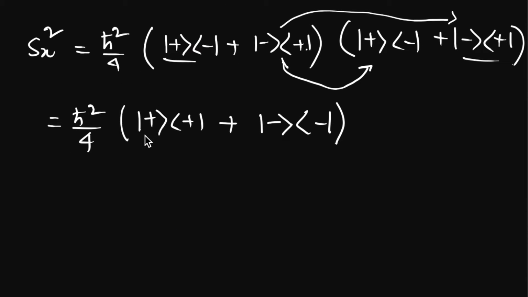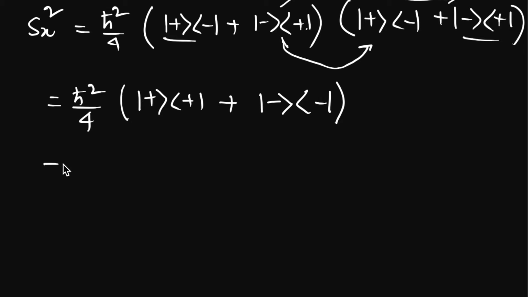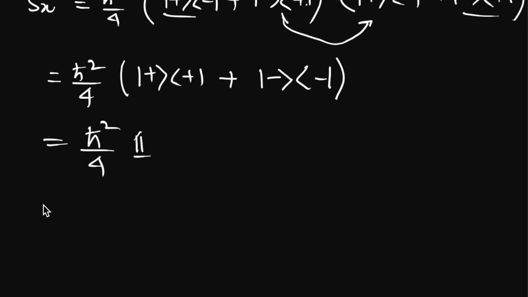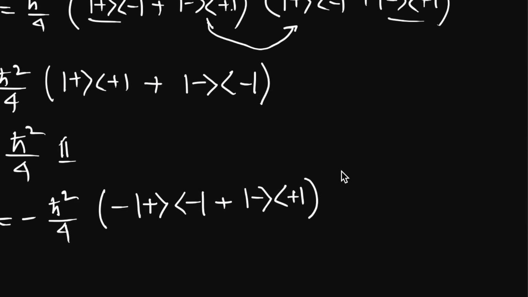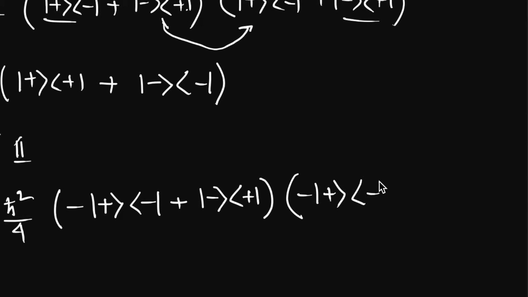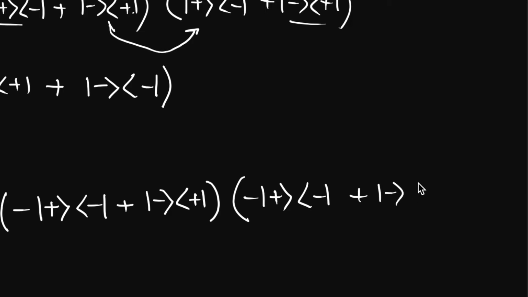And since these eigenkets follow the completeness relation, that means this is nothing but the identity operator, ħ² by 4 times I. Similarly, Sy² means minus ħ² by 4 into (minus bra plus ket plus minus bra plus ket) multiplied by (minus plus bra minus ket minus bra plus ket).